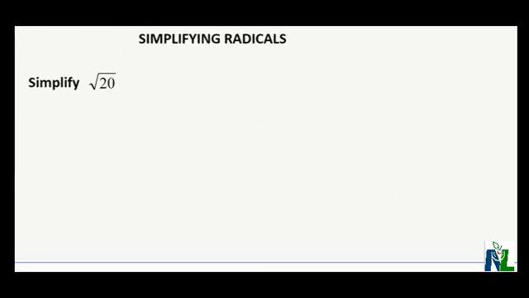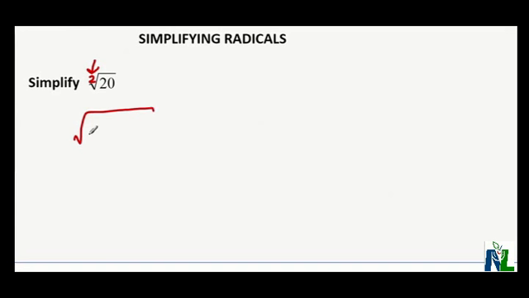So in this video, we're going to be dealing with simplifying radicals. When you want to simplify a radical, you need to find the perfect square or perfect cube, depending on the index. So in this one, we're doing square roots, where the index is just 2. A perfect square that divides evenly into 20.